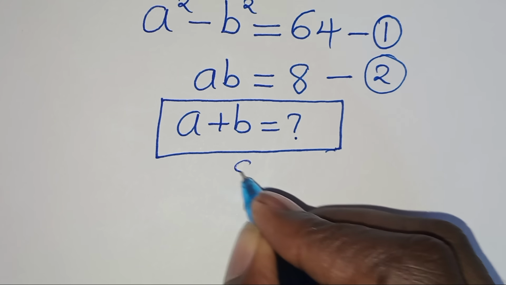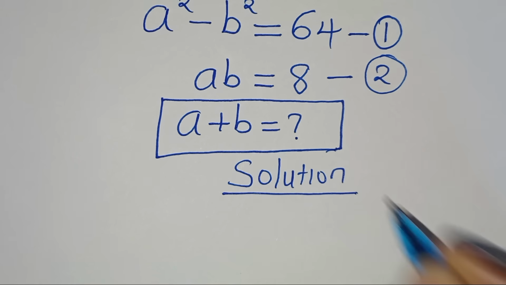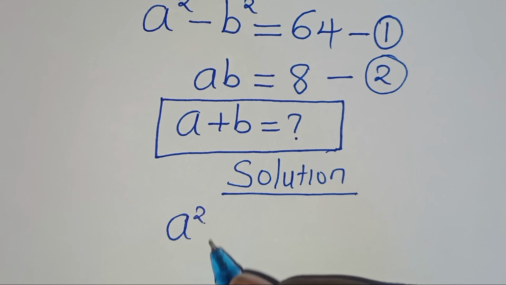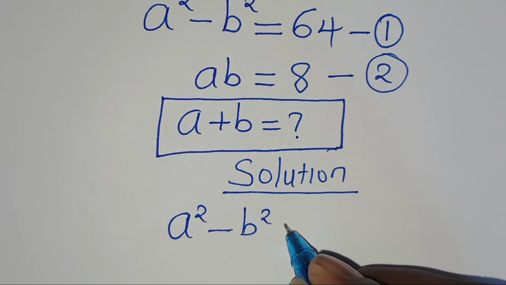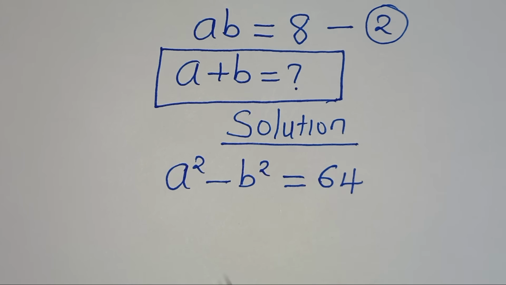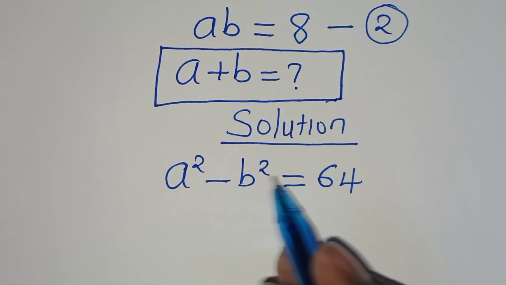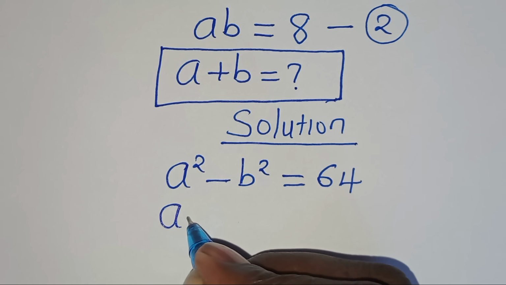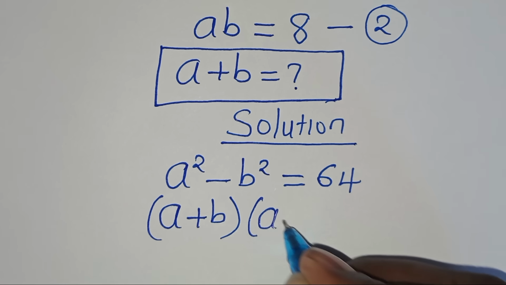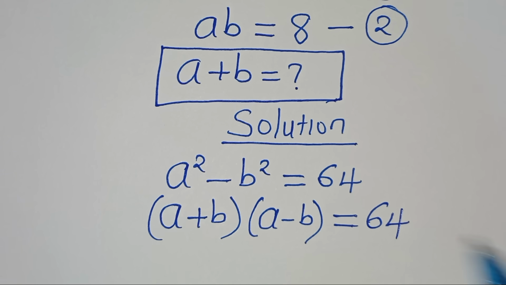Now let's provide a solution from here. Now, from equation 1, which is a squared minus b squared, this is equal to 64. So the first step, a squared minus b squared, this is the difference of two perfect squares that we can express as a plus b multiplied by a subtract b. This is equal to 64.